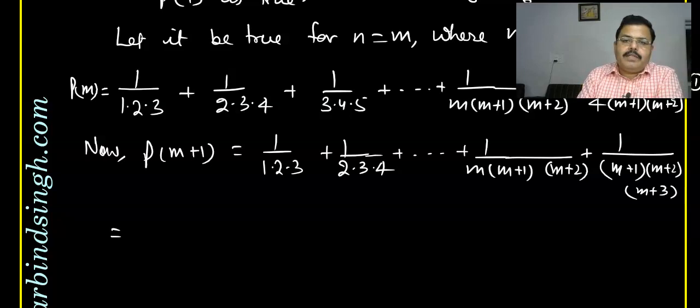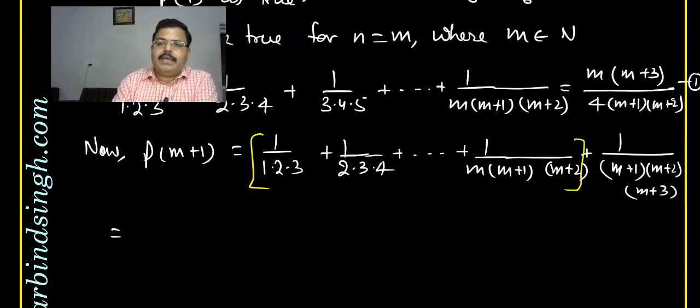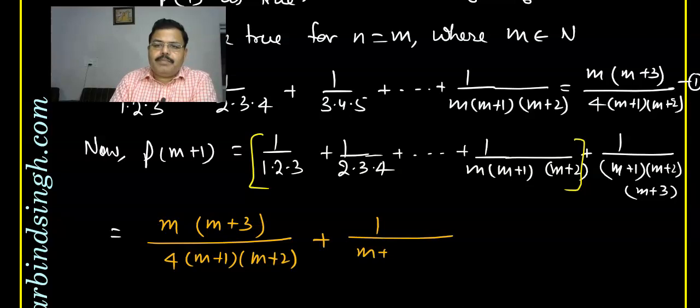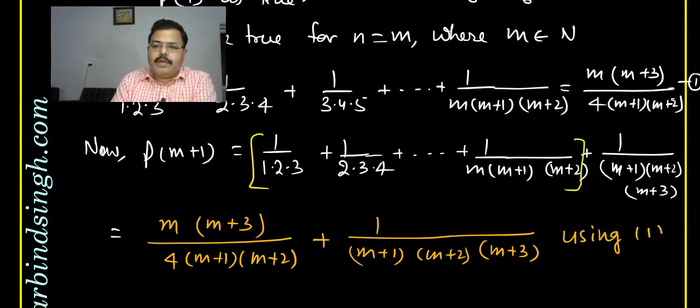So if I am writing all this in place of all this expression from here to here, if I am using equation 1, I can write this expression like m into m plus 3 upon 4 into m plus 1, m plus 2, and this expression is left out, which is m plus 1, m plus 2, m plus 3, and using equation 1.